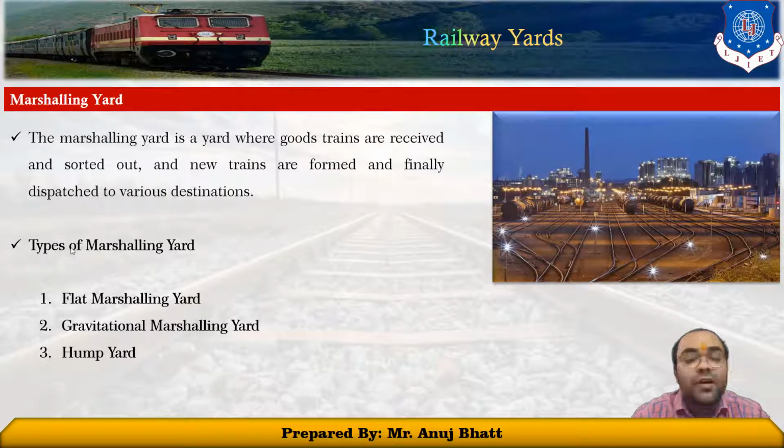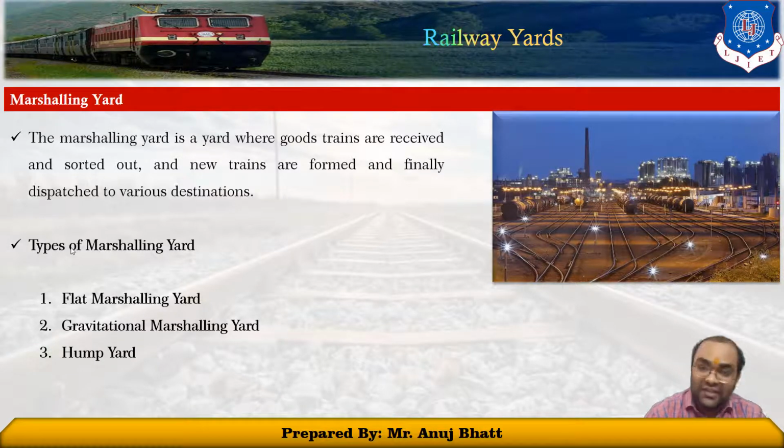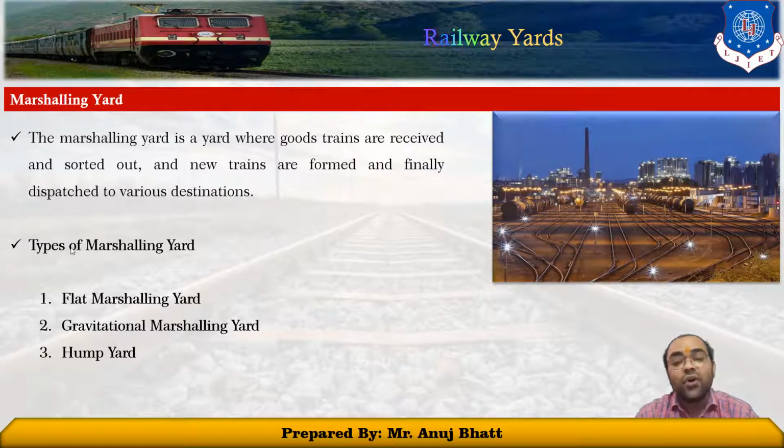And the third type of marshalling yard is the hump yard. In the hump yard, an artificial hump is created by means of proper earthwork. The wagons are then pushed up to the summit of the hump with the help of an engine, from where they are slid down and reach the sidings under the effect of gravity. A hump yard can therefore be said to be a kind of gravitational yard, as here the shunting is done under the effect of gravity.